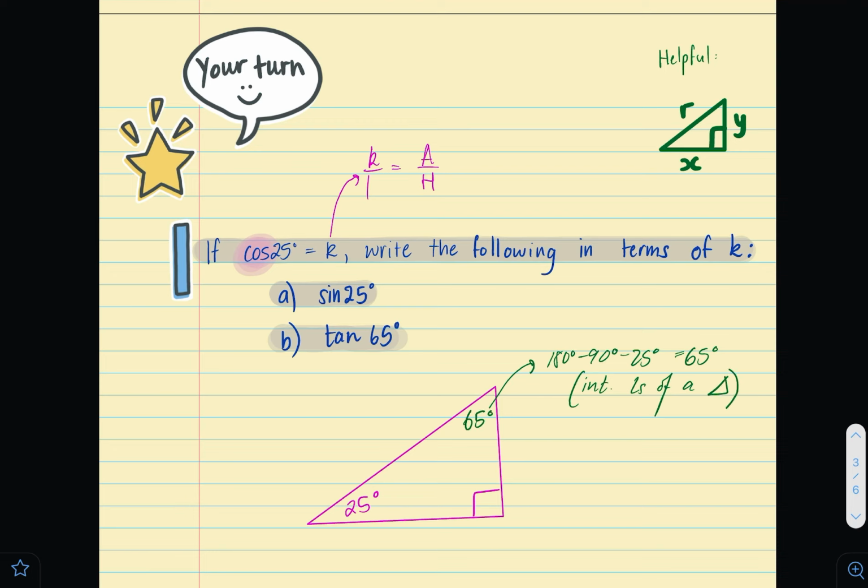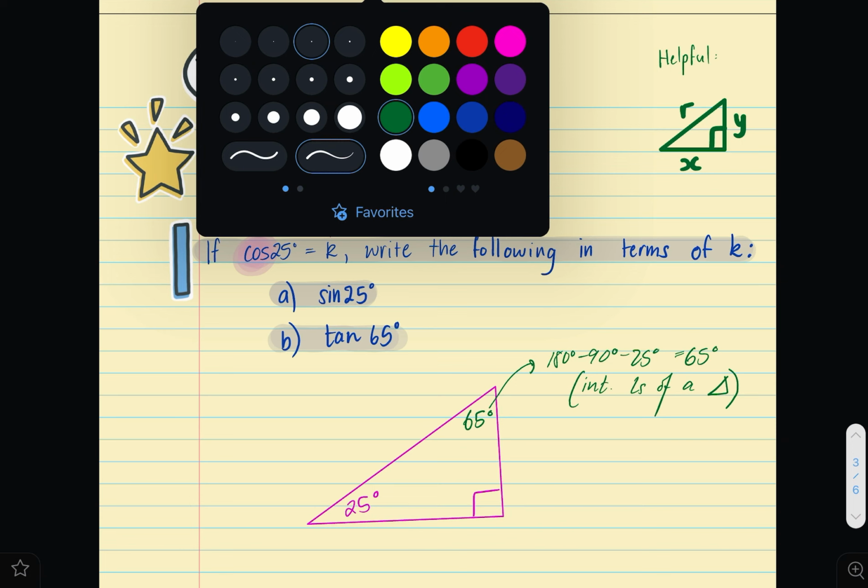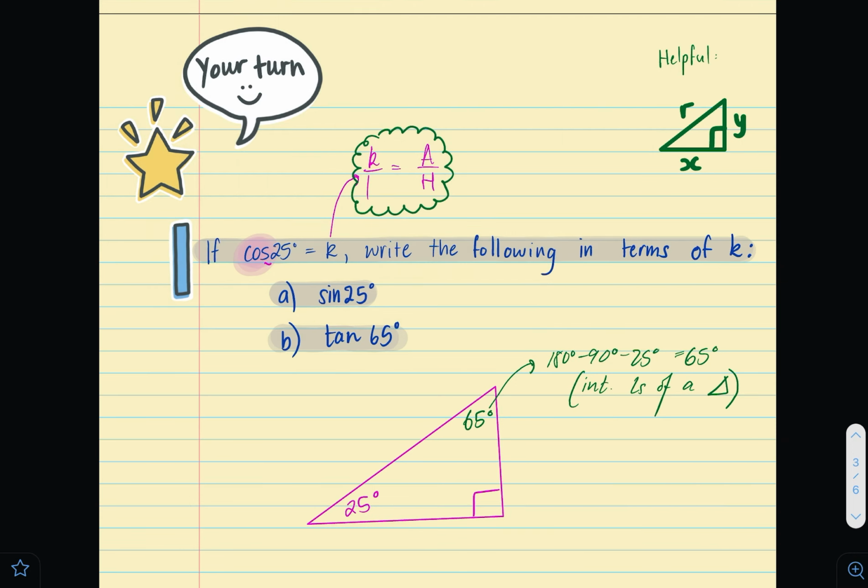And since I have already labeled my sides, K over 1 is adjacent over hypotenuse with reference to the 25 degrees. So adjacent to 25 will be K. The hypotenuse this time is 1. And so the third side of the triangle that is dying to be found is this vertical side here.